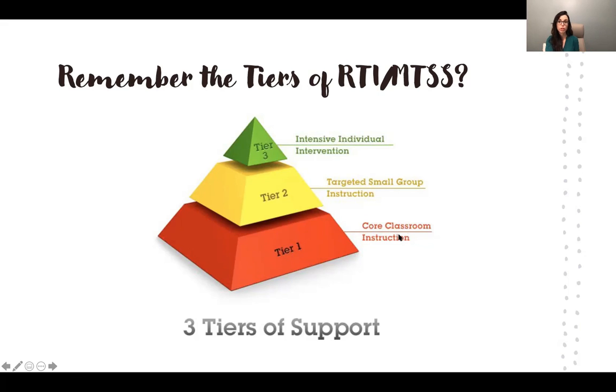This is your typical classroom. All the students in your classroom should be getting some kind of support, core classroom instruction. That's just going to happen, right? And remember, you go through tier 1, tier 2, tier 3, and then if you cannot make it through tier 3 and you're just still not doing well as a student, that's when you're probably going to be referred to special education. So keep that in mind as well.